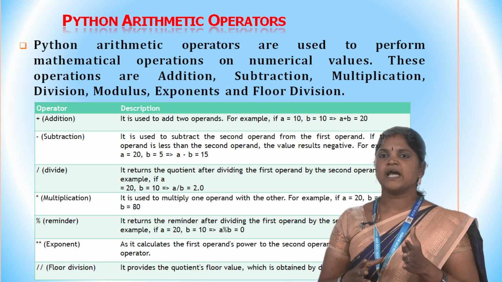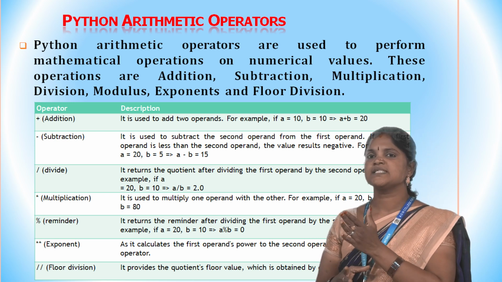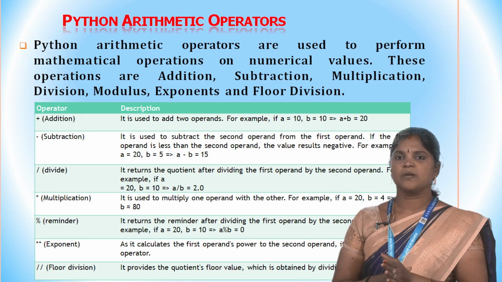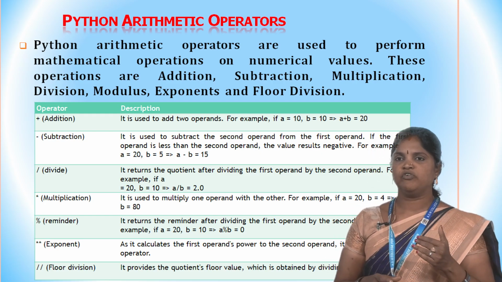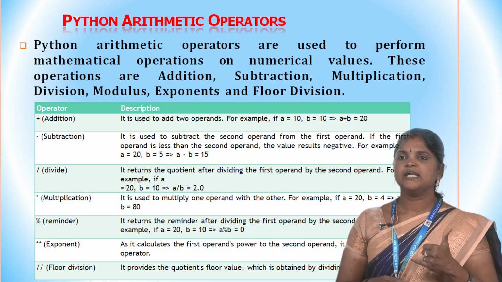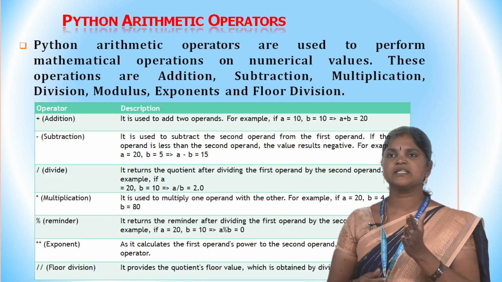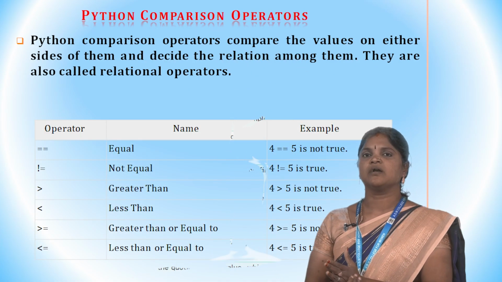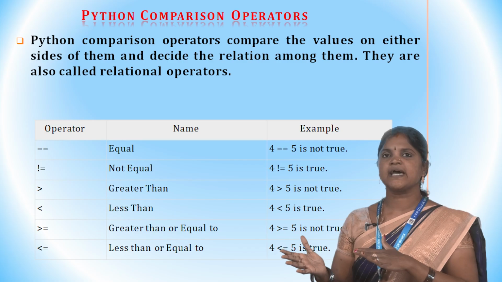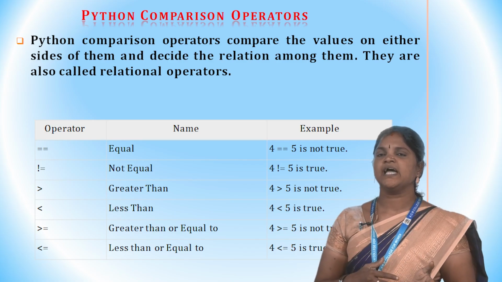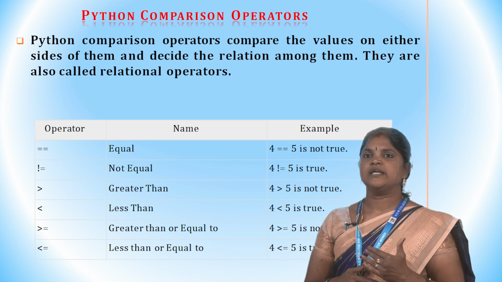Exponent. As it calculates the first operand power to the second operand, it is an exponent operator. Floor division. It provides the quotient's floor value, which is obtained by dividing the two operands. Python comparison operator. Next one, comparison operator. Comparison operators compare the value on either side of them and decide the relation among them. They are called relational operators.